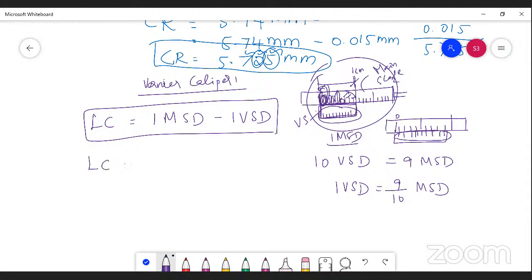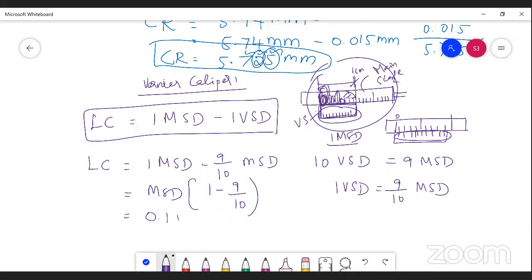So, what is the least count formula? The least count is equal to 1 main scale division minus 1 vernier scale division. 1 vernier scale division is equal to 9 divided by 10 main scale division, so it is main scale division of 1 minus 9 by 10, which is 10 minus 9 by 10, so 0.1 main scale division.